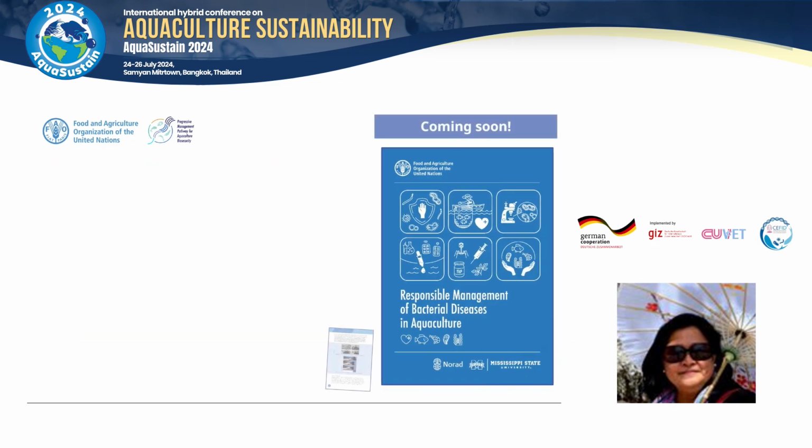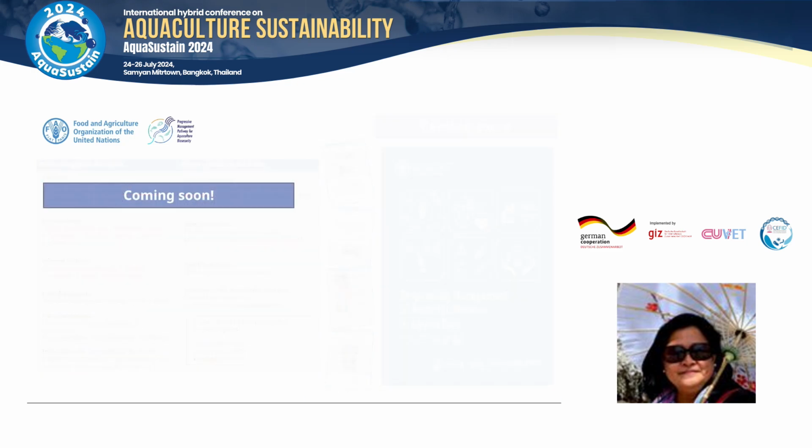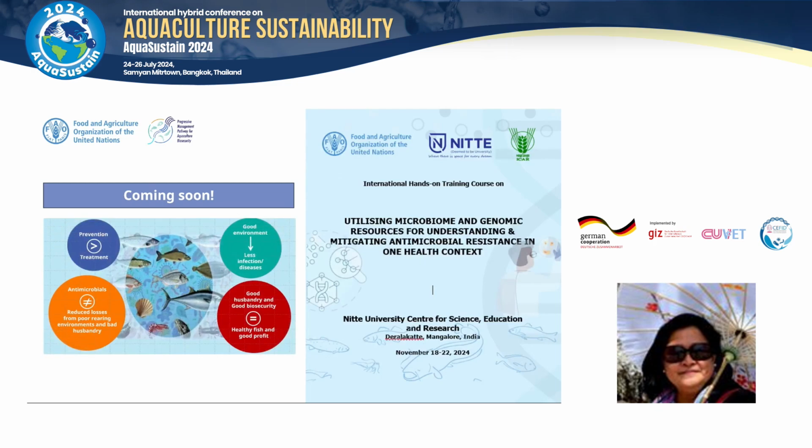I'd like to inform the meeting that we are finalizing a book, Responsible Management of Bacterial Diseases in Aquaculture, containing some 40 bacterial species belonging to about 10 bacterial disease groups, 6 gram-negative and 4 gram-positive, including bacterial zoonosis. We are also organizing a 5-day hands-on training course on utilizing microbiome and genomic resources for understanding and mitigating AMR in the One Health context.